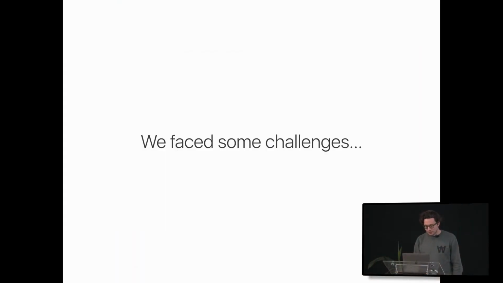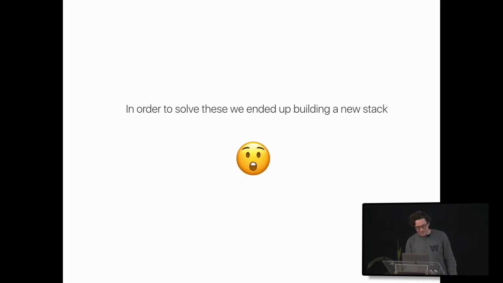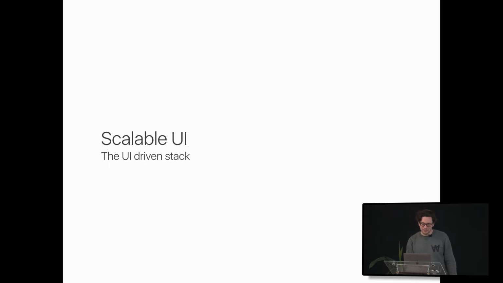This was pretty hard to actually get to work, especially since we work for large media companies, because they tend to have lots of users. They want to be on many platforms, like Netflix. We had to do many different integrations. Data had to be real time, because obviously you cannot really show the connectivity. We had to provide native UI experiences, and we tried to do it with JavaScript, which was harder than we expected before we started. So what we did to solve these problems was actually build a new stack. It's a bit wild. And that stack is called Scalable UI, the UI-driven stack.